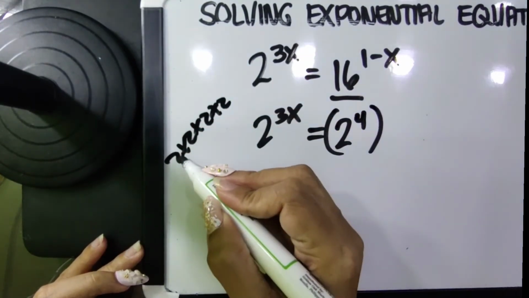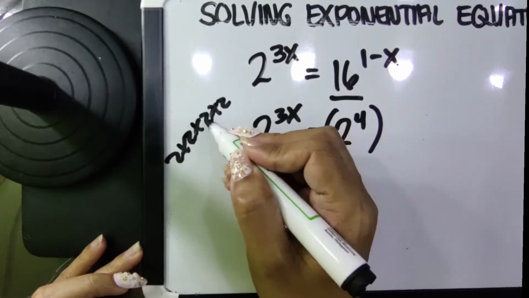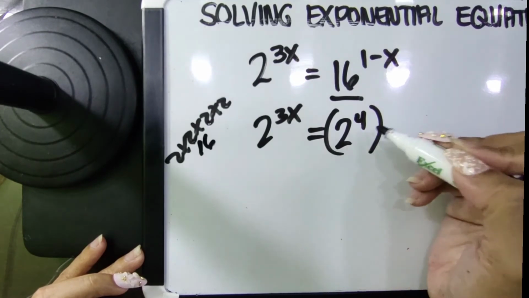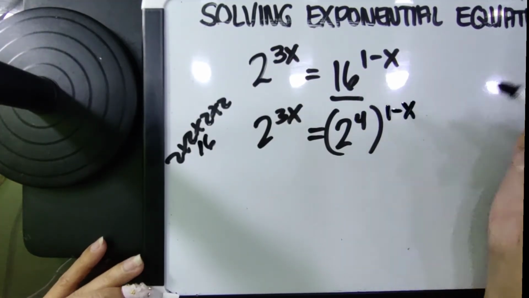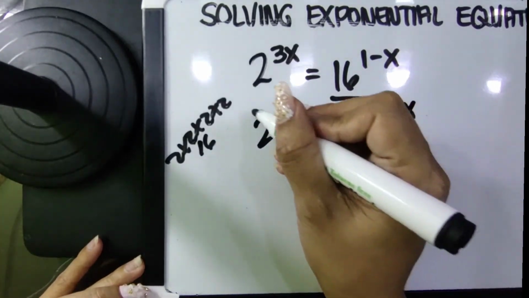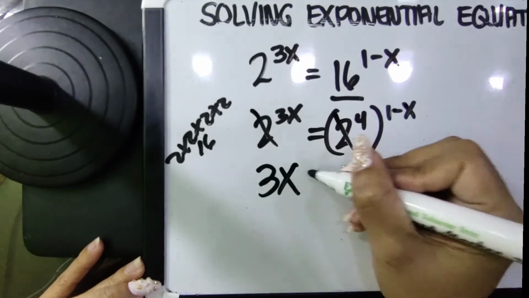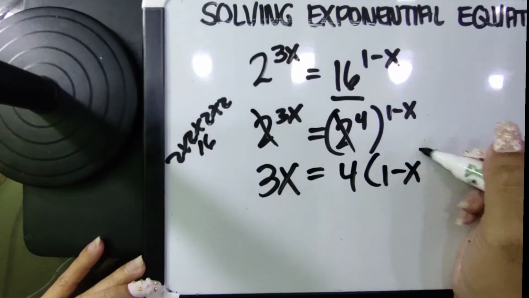So, to explain: 2 times 2 equals 4. 4 times 2 equals 8. 8 times 2 equals 16. So, that is how I get the 2 raised to 4. And then put the exponent outside, 1 minus x. Since the bases are the same, we can cancel both sides. So, copy the exponent. 3x is equal to 4 times the quantity 1 minus x.